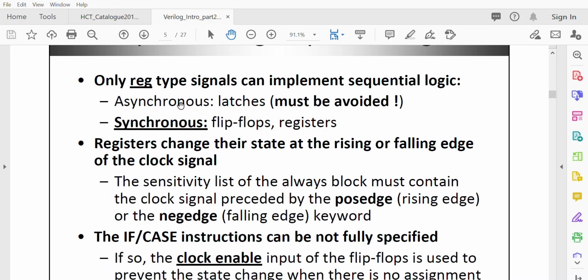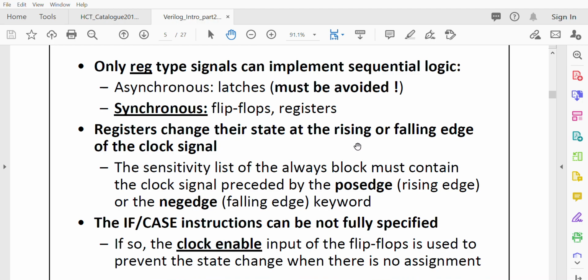Only reg-type signals can implement sequential logic. Asynchronous latches must be avoided. Synchronous flip-flops and registers change their state at the rising or falling edge of the clock signal. The sensitivity list of the always block must contain the clock signal preceded by the posedge keyword for rising edge or the negedge keyword for falling edge.